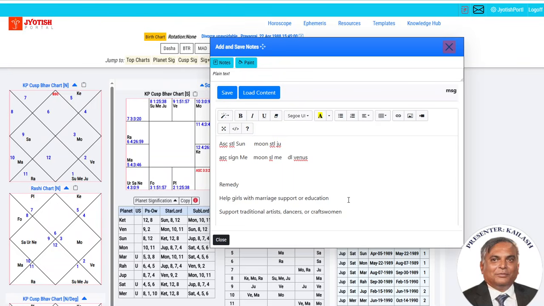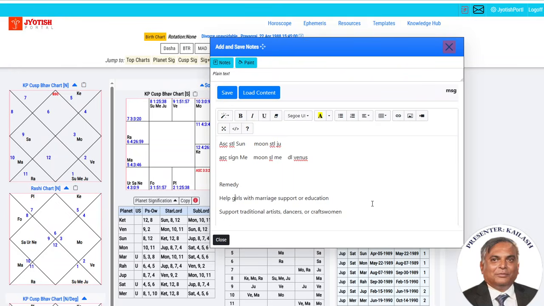Now, one very important point that I discussed with him was that one could donate to an organization. There are a lot of organizations that are helping needy girls with marriage or education, and then of course there are organizations supporting art and craft artists. But donating to an organization is fine, you can even do that publicly, but that remedy will work only 40%. Only 40%.